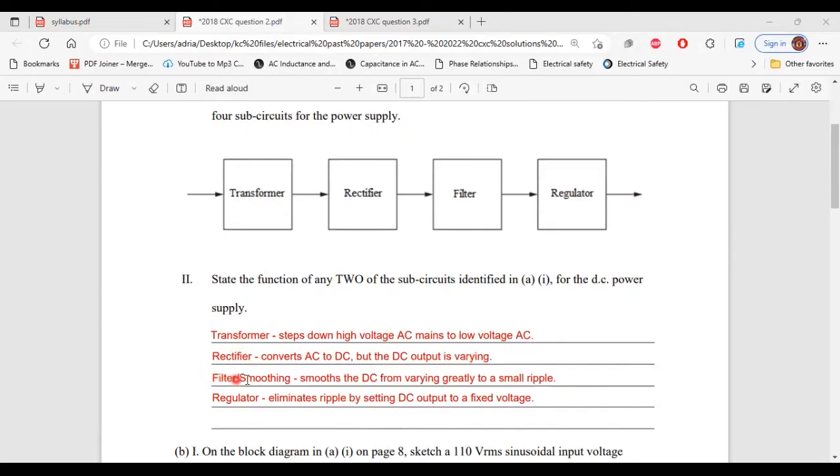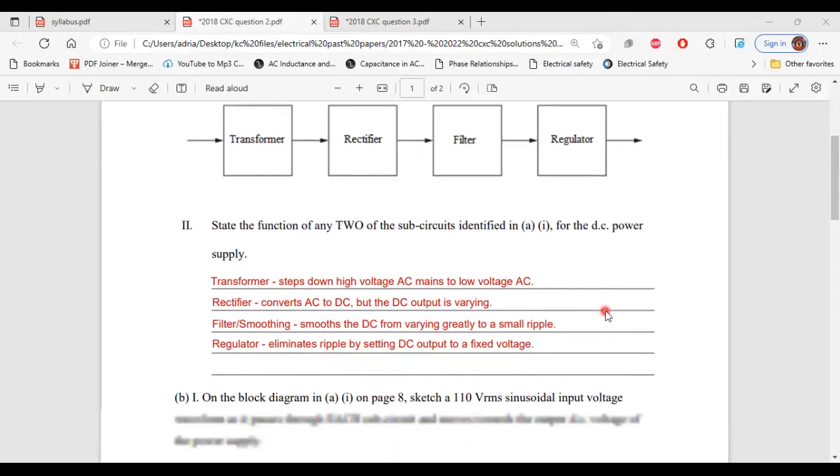For the filter or the smoothing circuit, it is used to smooth the DC from varying greatly to a small ripple. And the final one, which is the regulator, it eliminates ripple by setting DC output to a fixed voltage. All right, so those are the functions for each of the subcircuits. And that's it for part two of A.